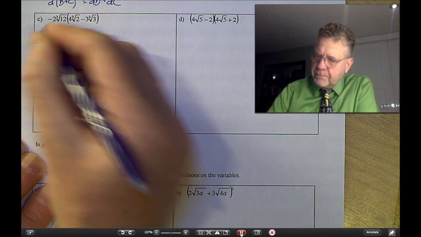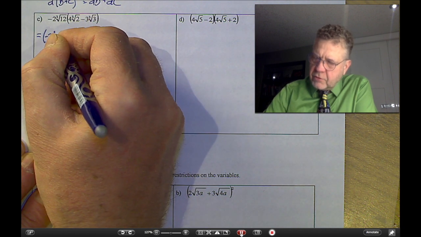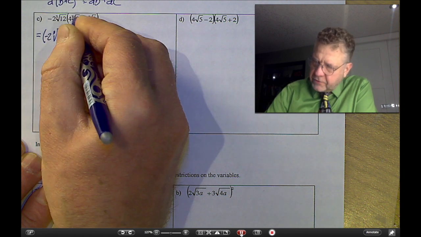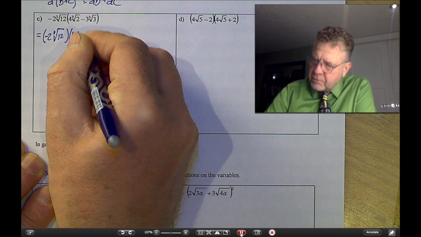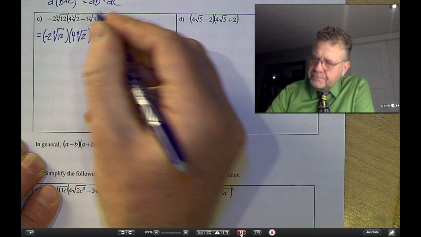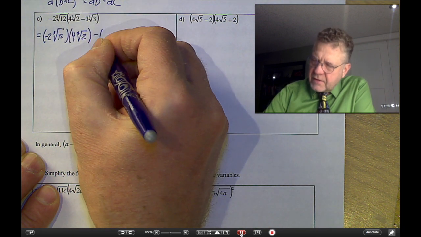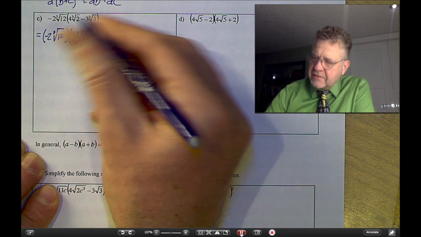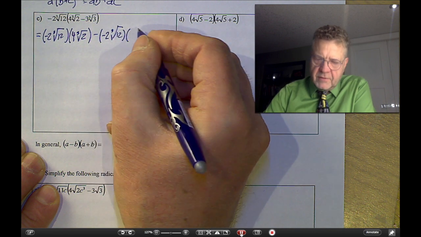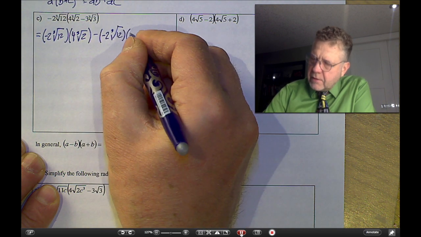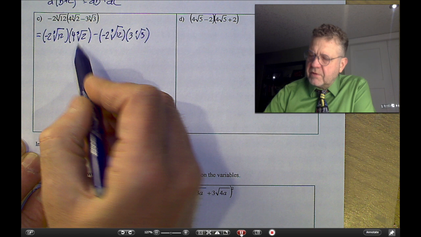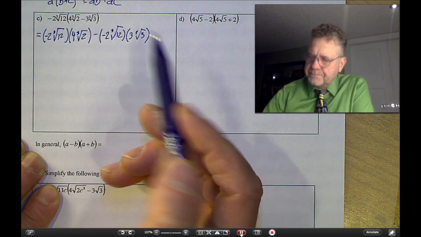So this is going to be equal to, I'm going to multiply -2 times the cube root of 12 by the first term, which is 4 times the cube root of 2. That's this expansion here. Minus, and now it's -2, I'm putting it in brackets again, -2 times the cube root of 12 times 3 times the cube root of 3, just like that. Okay, so I've just expanded these two terms. This is here, this is here.